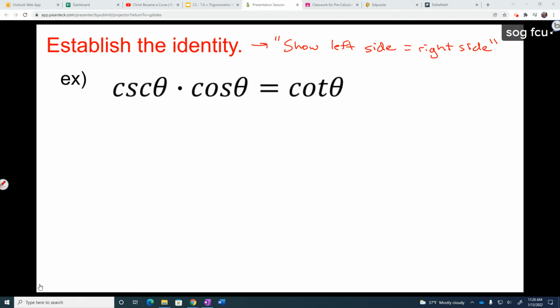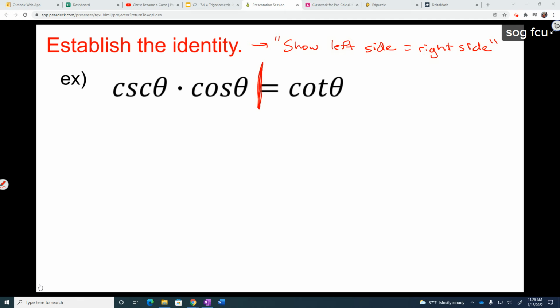Yesterday, when you did this, you just replaced everything with sines and cosines and simplified it, which is basically what we're doing. We're just taking this left side and we're saying that we want to simplify it to a single trig function, but we already know what that answer should be. That answer should be cotangent of theta. So we need to manipulate this side until we end up with that.